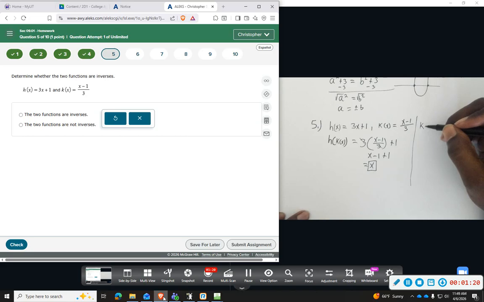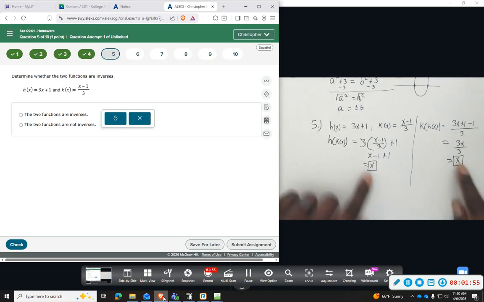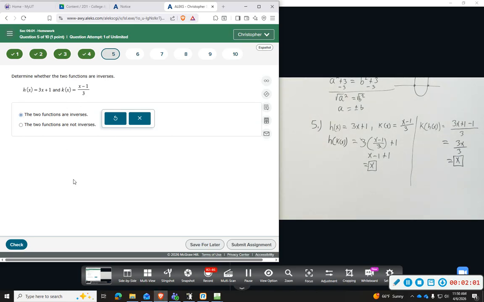We're going to do k of h of x. So same thing, I'm going to start with the k. Instead of the x here, it's going to be 3x plus 1. So we're going to have 3x plus 1, and then the minus 1, all divided by 3. So the plus 1 minus 1 cancel out, leaving us with 3x divided by 3, and 3 divided by 3 gives us x. So they both equal x, so that tells me that they are inverses of each other. So yes, the two functions are inverses.